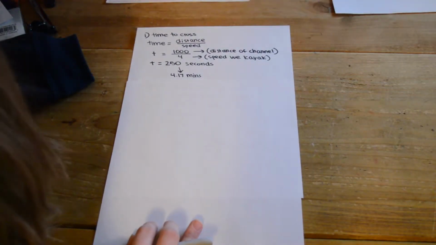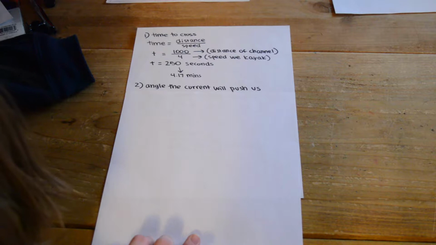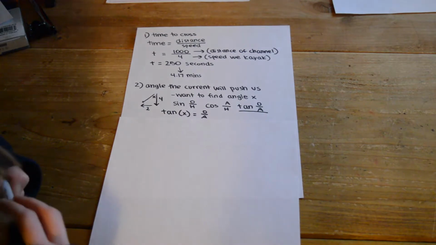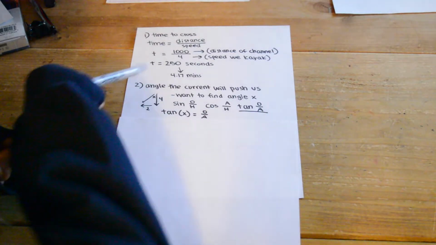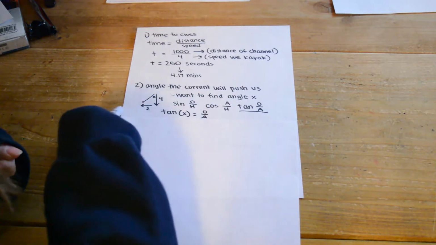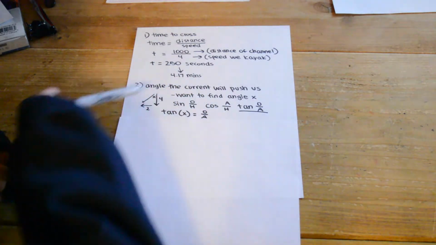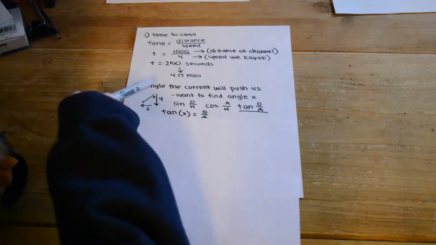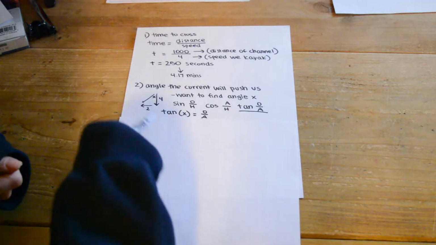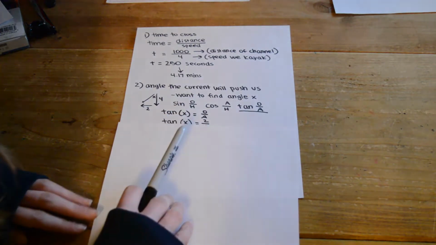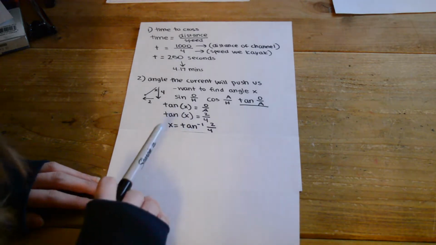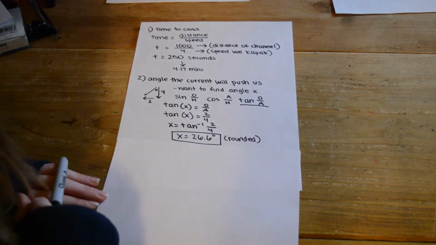For the second part of our problem, we're going to figure out the angle that the current will push us towards the island. In this situation, we're going to start to use trigonometry with our vectors. We know that we are traveling at 4 meters per second while we are kayaking, but the current is also pushing us 2 meters per second west. We want to find the angle that the current and our kayaking will push us towards the island, which is x in this situation. We're going to use tangent because it's opposite over adjacent. So we have 2 and 4. So tan of x is equal to opposite over adjacent, and in this scenario, it's going to be 2 over 4. We're going to do the inverse tangent of 2 over 4 in order to get 26.6 degrees.